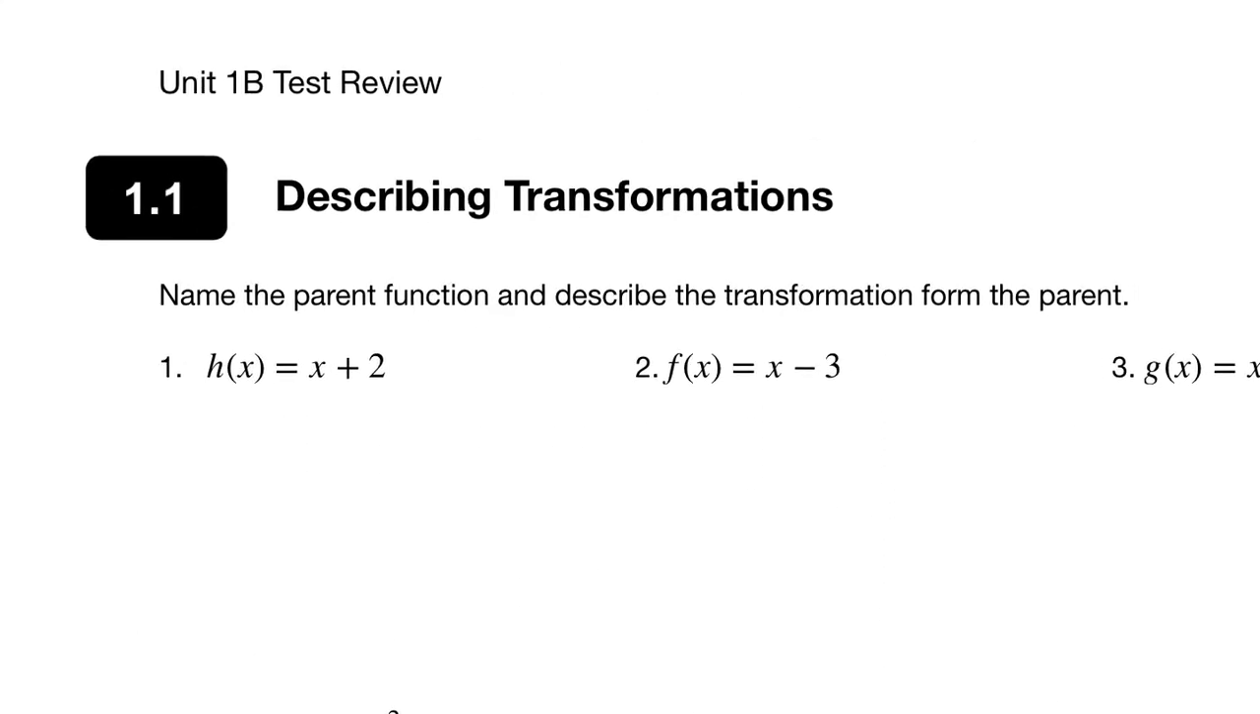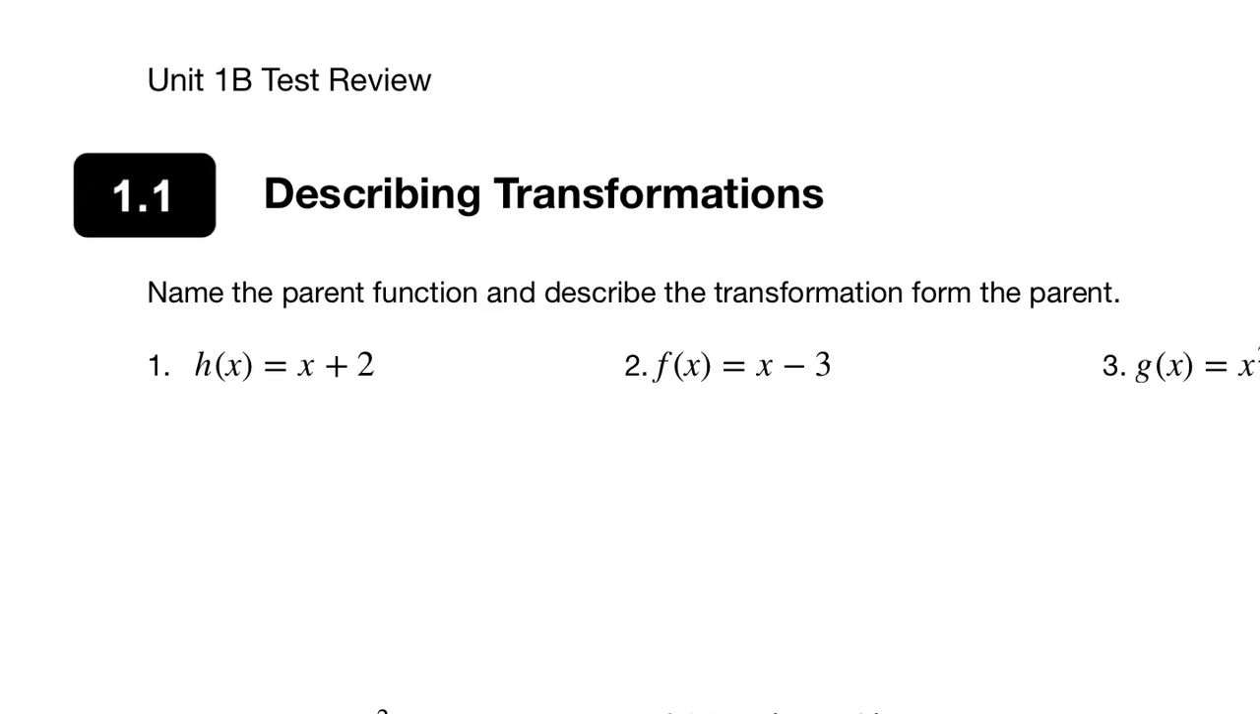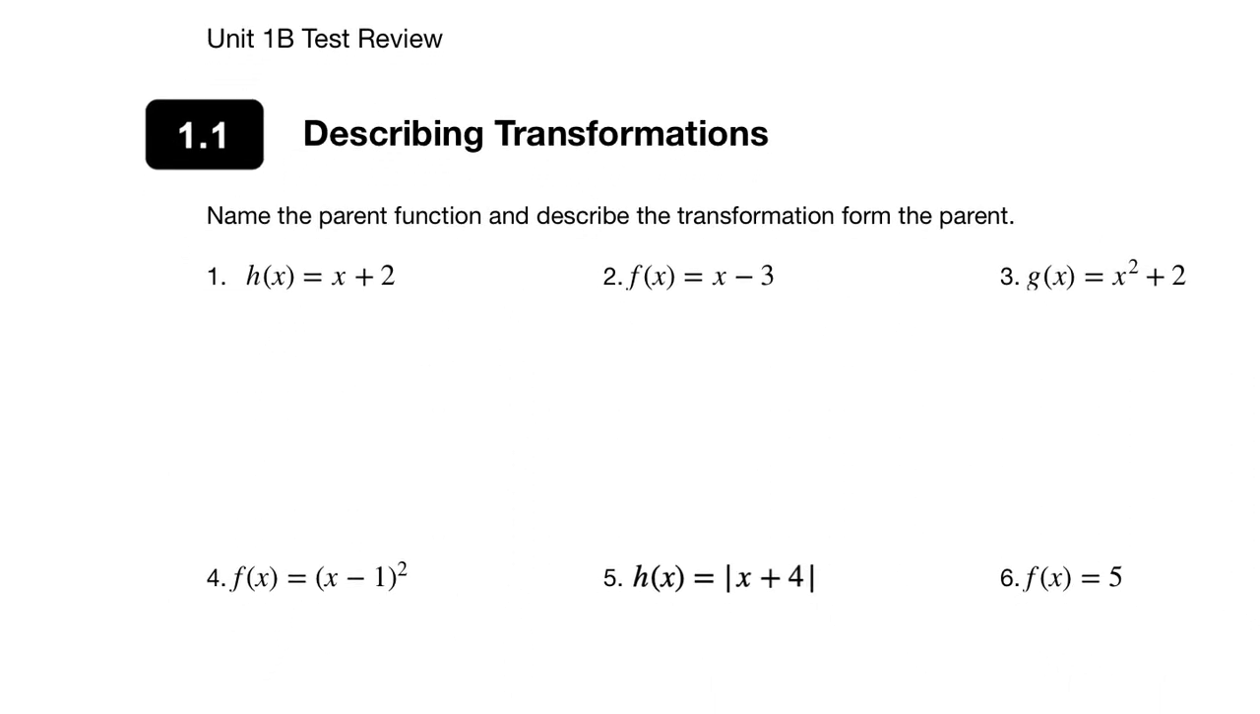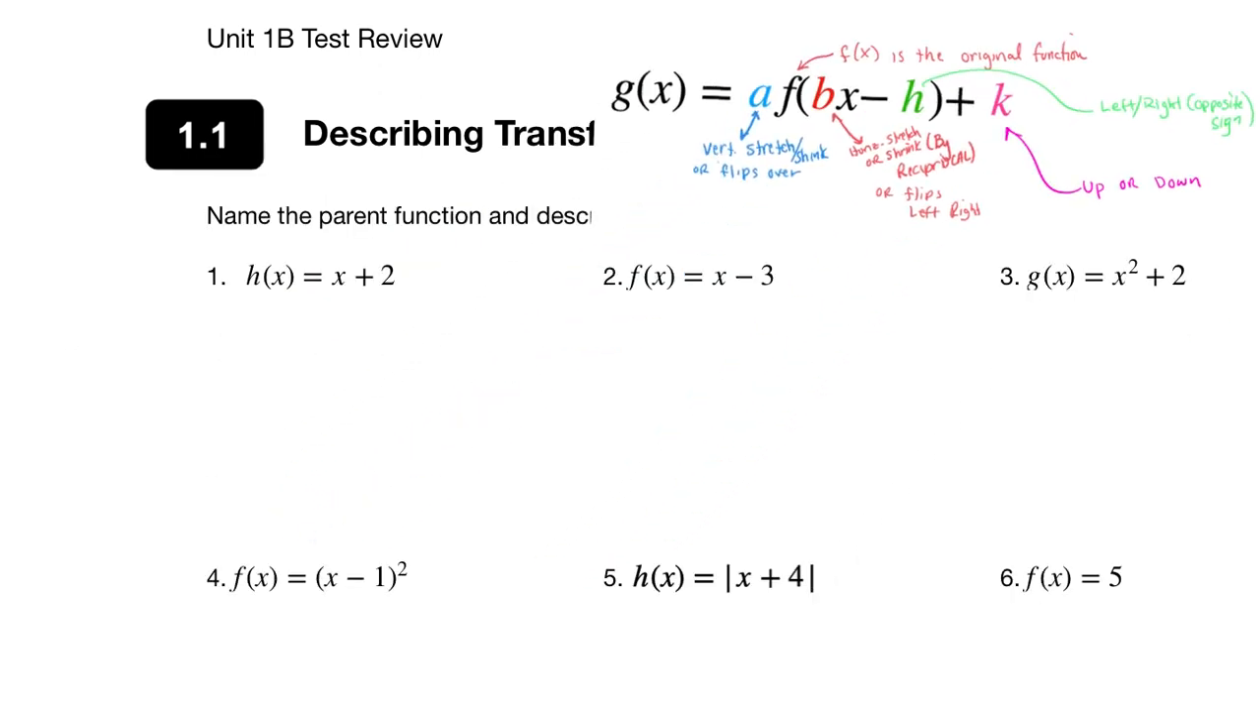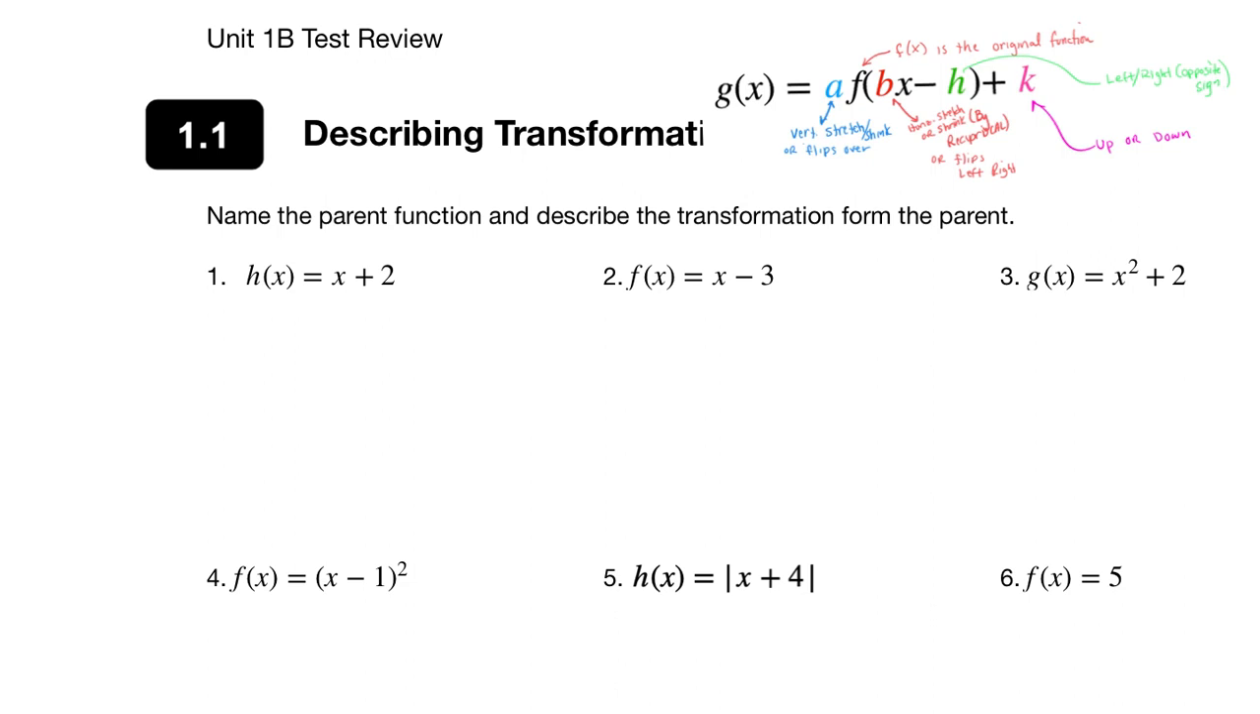Okay, so here is our 1.B, our Unit B test review practice problems. Again, I'm just using this little guide here for each thing. Decide if something is an H or a K value.